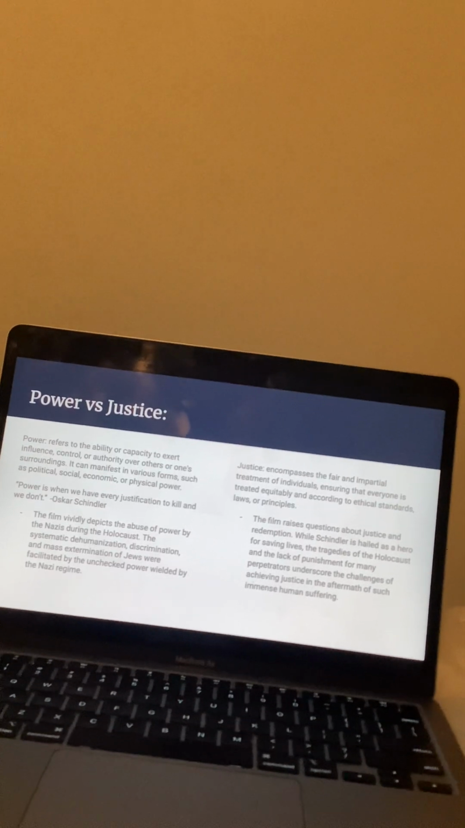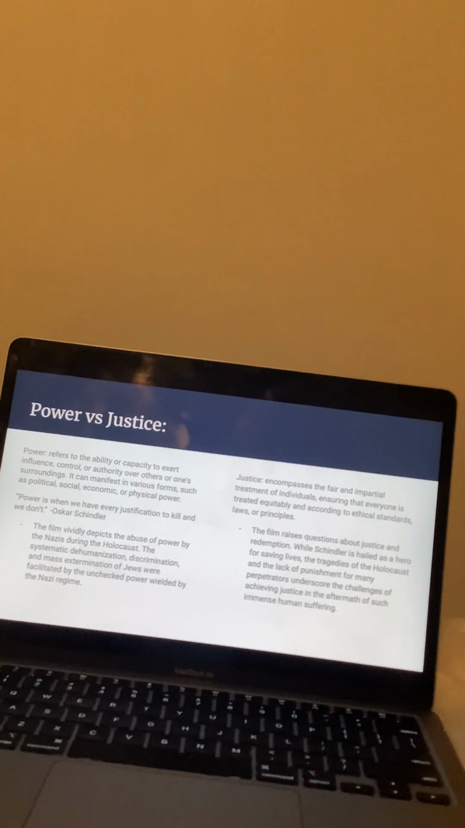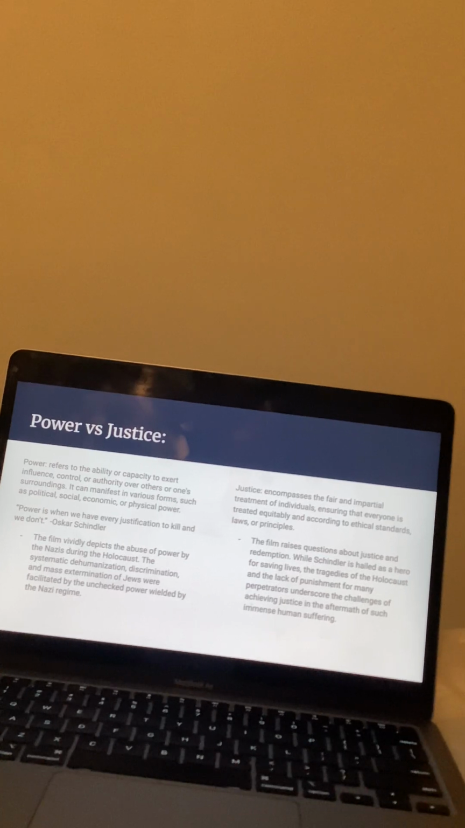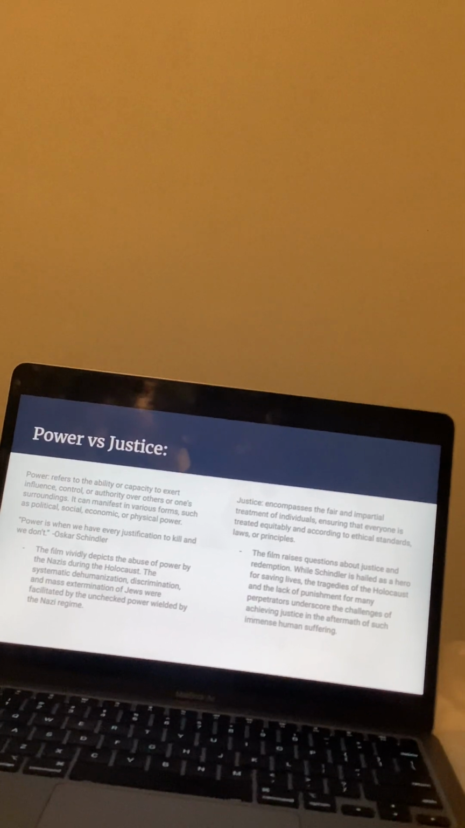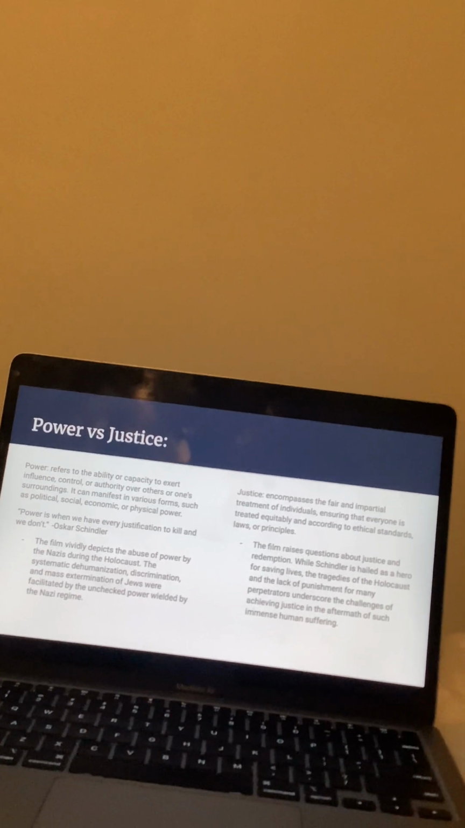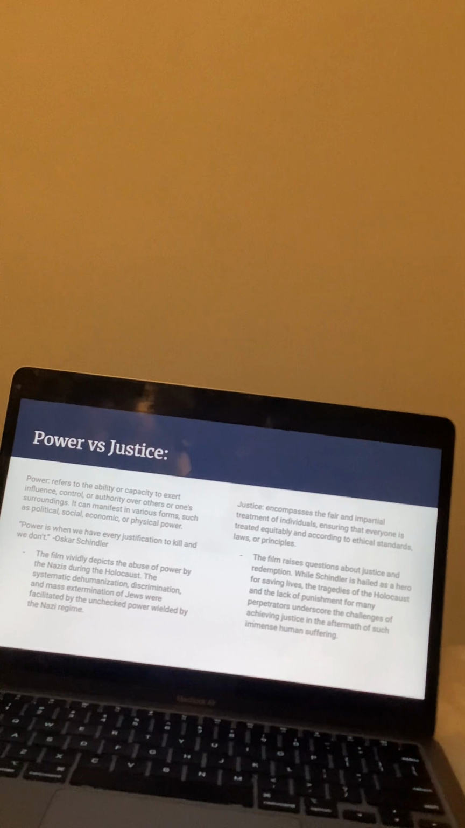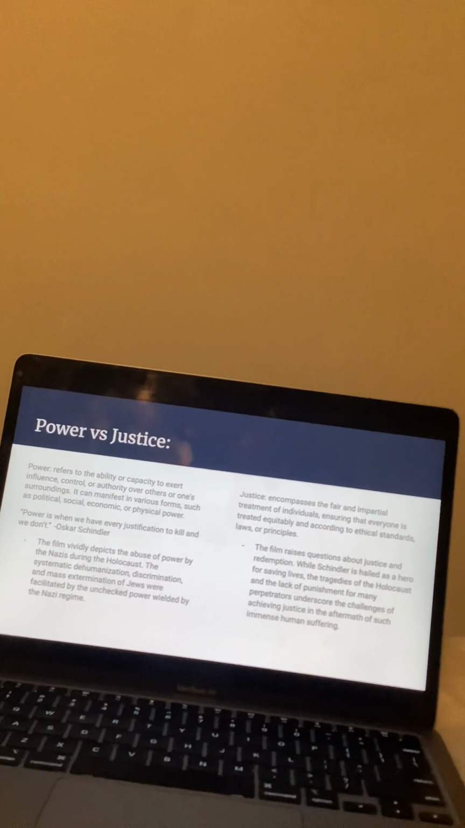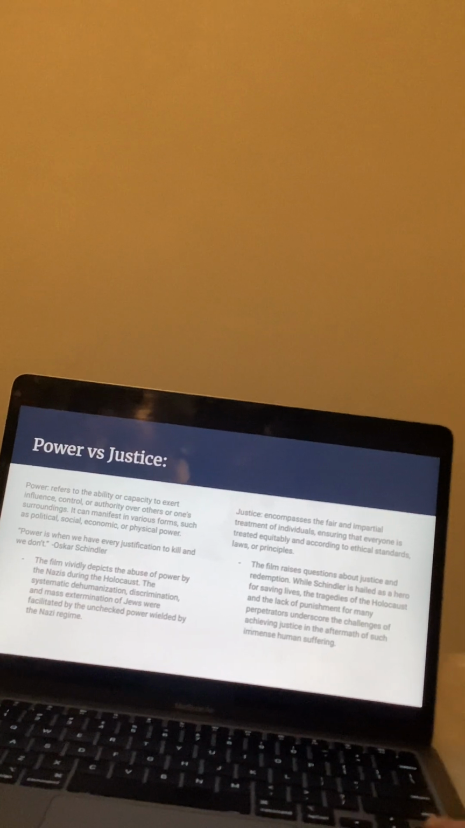And then justice encompasses the fair and impartial treatment of individuals, ensuring that everyone is treated equitably and according to ethical standards, laws, and principles. The film definitely raises questions about justice and redemption. While Schindler is hailed as a hero for saving lives, the tragedies of the Holocaust and lack of punishment of many perpetrators underscore the challenges of achieving justice in the aftermath of such immense human suffering.